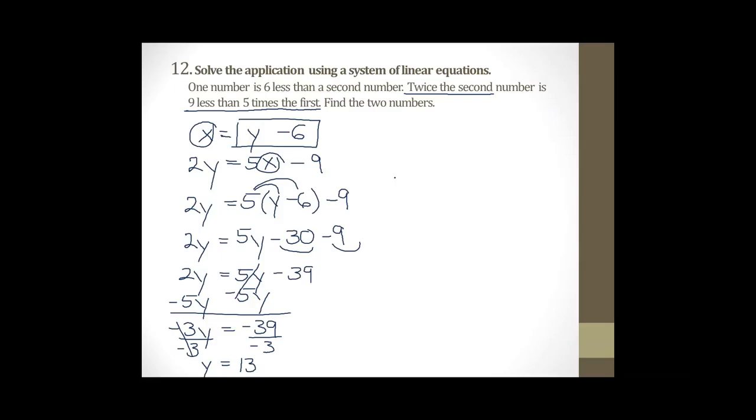Now we have to go back and use either one of the two original equations, and in this case I am using the first one because it looks simpler, less work, and I'm plugging in 13 for y. So x equals 13 minus 6, so x is equal to 7. So when you're plugging it into your test, make sure that the first number, indicated by x, would be 7, and then your second number would be 13.